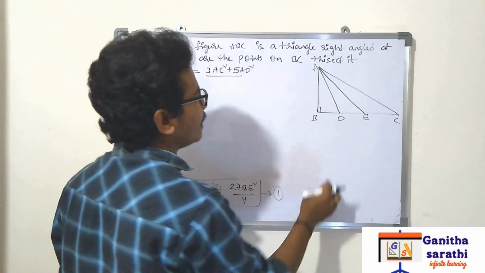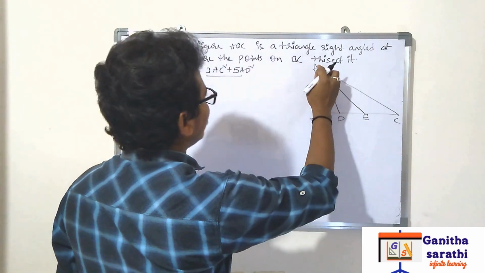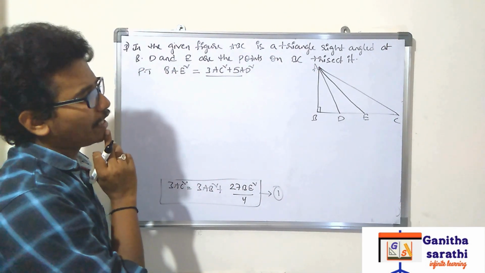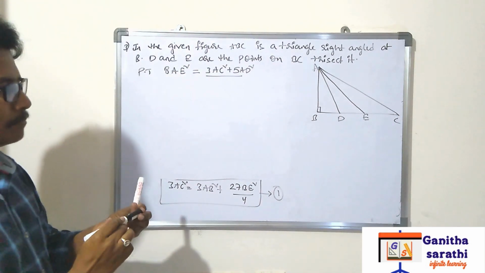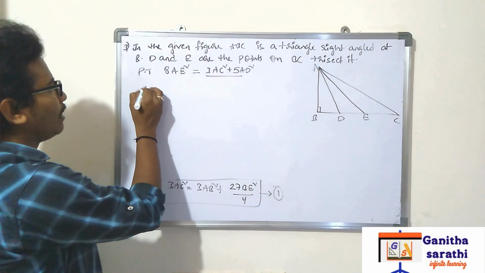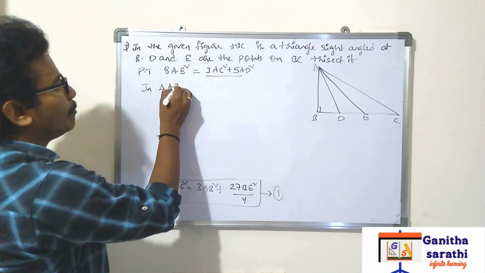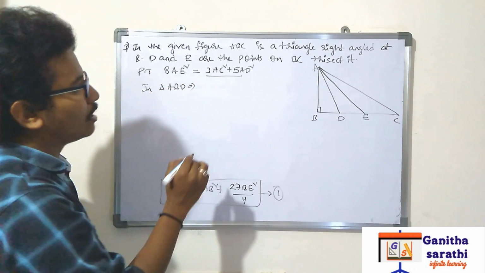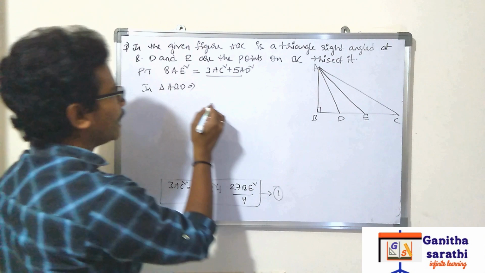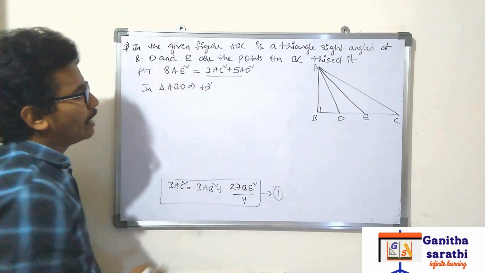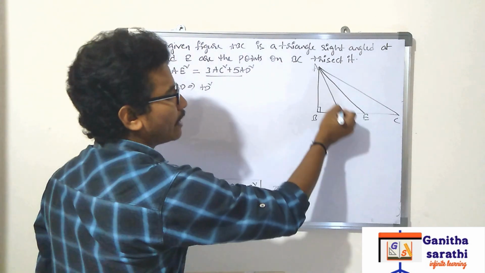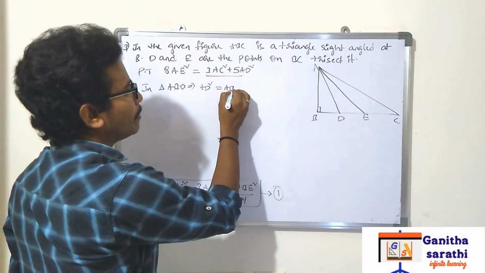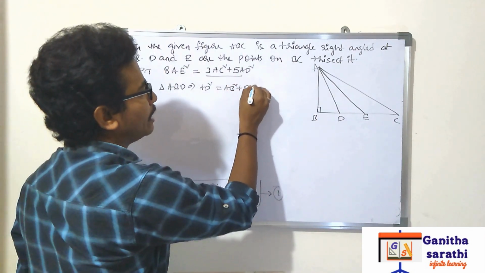So for finding AD, which triangle can we take? AD means what triangle we can take? ABD, right? We can take ABD. In triangle ABD, by using Pythagoras theorem, what is the hypotenuse? AD will be the hypotenuse. AD square is equal to what we can write? AD square is equal to AB square plus BD square.